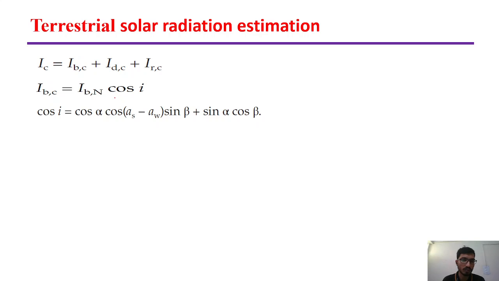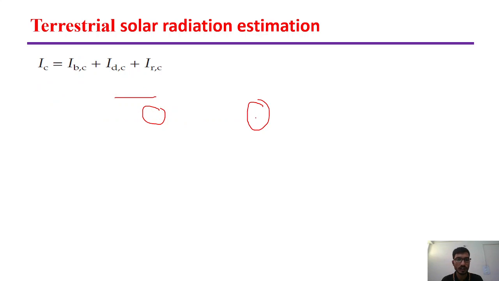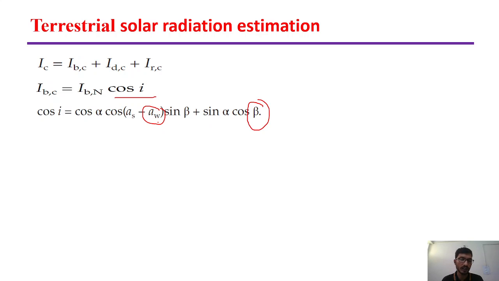For cos I, it can be calculated using cos alpha into cos (AS minus AW) sin beta plus sin alpha cos beta. Only beta is given, 30 degrees, and AW is given, 10 degrees. We have to calculate AS. We have to calculate cos alpha and cos AS. Alpha is the solar altitude angle. Then how do we calculate the solar altitude angle first?